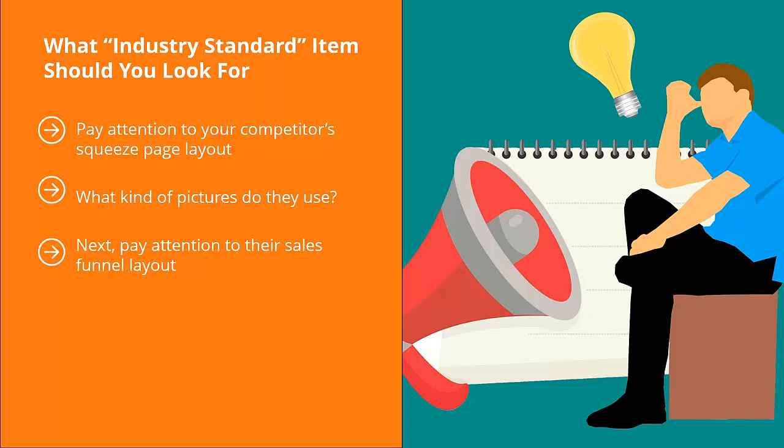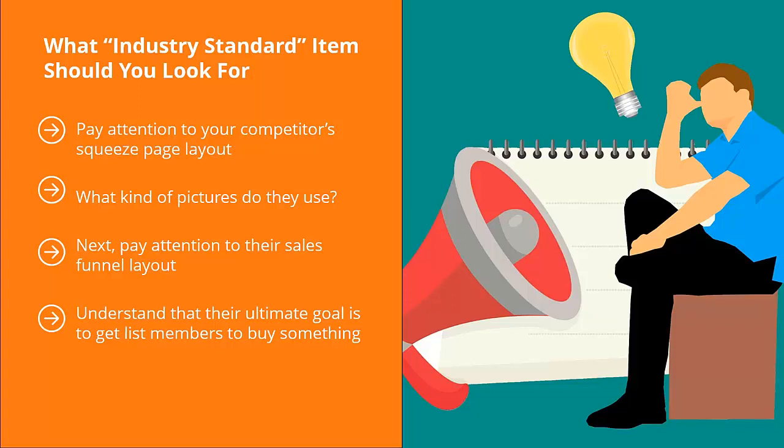Next, pay attention to their sales funnel layout. Your competitors have a standard way of getting people to sign up to their mailing list, and also selling those list members a wide range of products and services. Be aware of how they do this. How do they take prospects through the sales process? Understand that their ultimate goal is to get list members to buy something. Try to figure out how their sales funnel is laid out and how it seeks to convert list members.